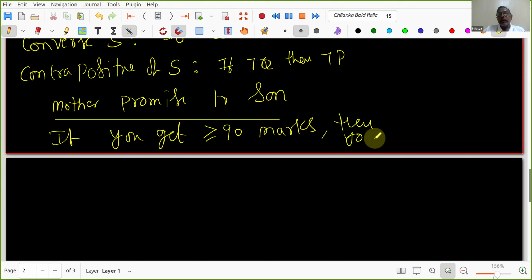Okay, what is her promise? Her promise is that if you get greater than or equal to 90 marks, then you will get an Apple phone, right? So when does the mother's promise become false, that we need to understand. Mother generally sticks to her word. Her promise is a promise. She is not like our politicians, right?